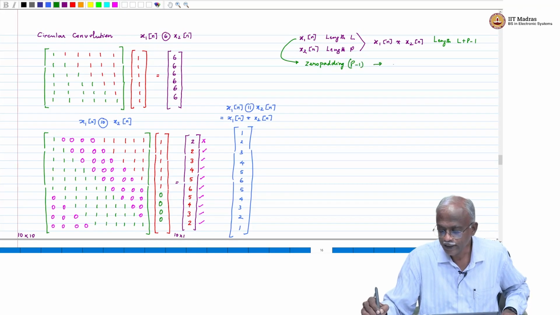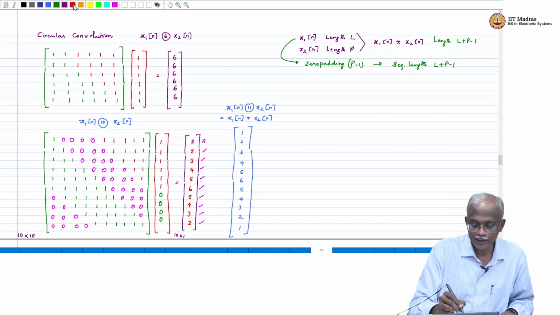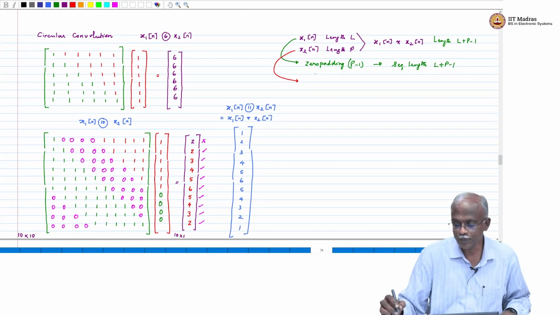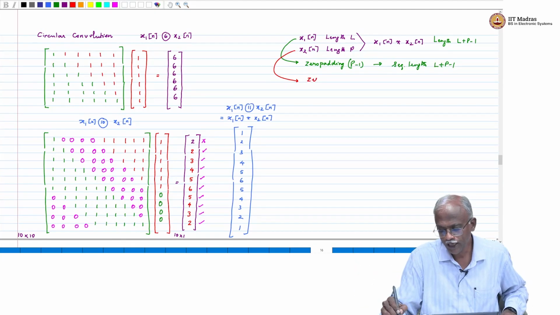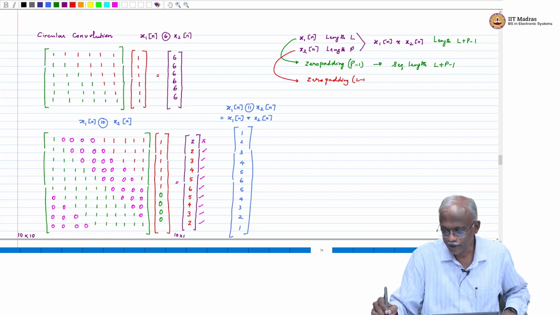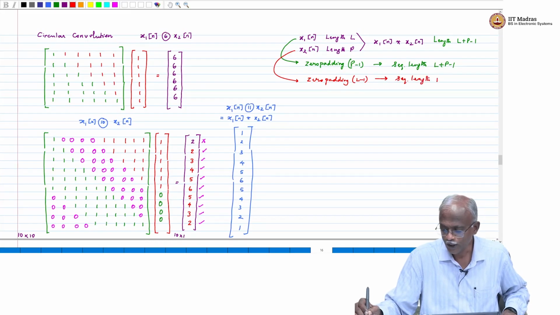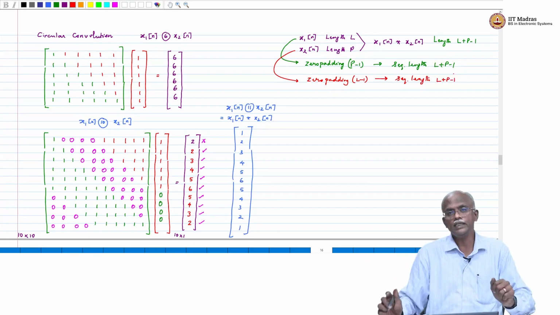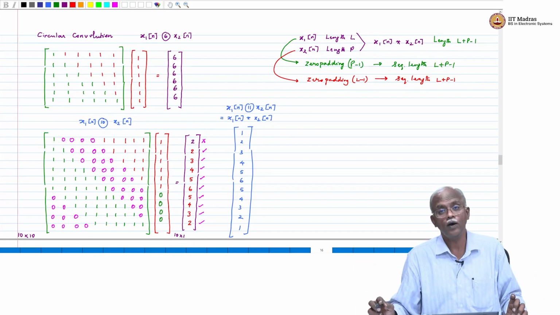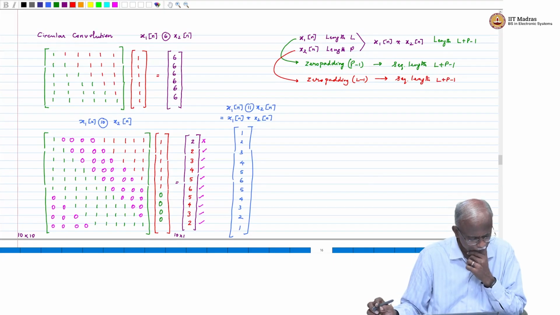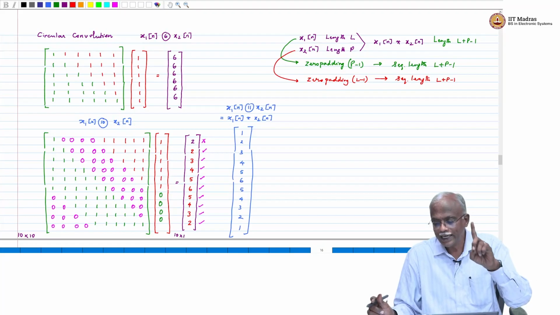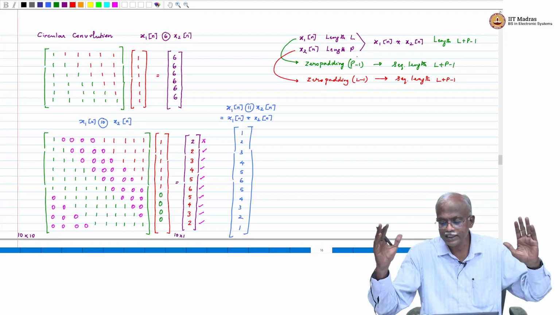Then what I will get is a sequence of length L plus p minus 1. For the second one, the length is p, but I want L plus p minus 1. So what I must do is zero padding of L minus 1 samples. So eventually the sequence will become L plus p minus 1. Once I get this and then I do the circular convolution, I will get the output as the linear convolution. Now, what if in this particular case I don't add a sufficient number of zeros?